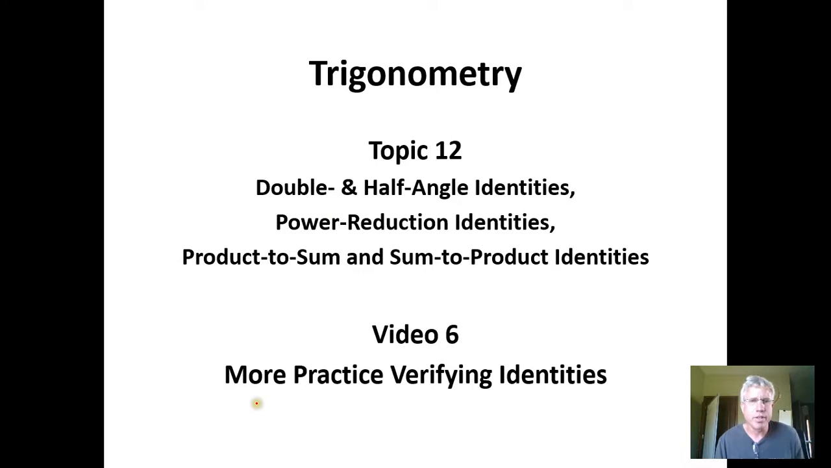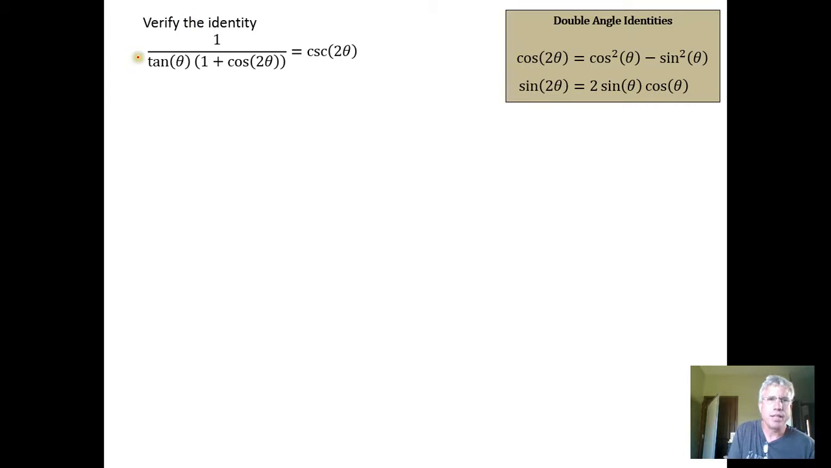So in this video, we're going to get a little more practice verifying identities using some of the new identities that we have derived. So here's the identity to verify. The tip that I gave before was to grab the side that looks the worst, which is the left-hand side, and start with that side. So I'm going to transcribe the 1 over tangent of theta times 1 plus the cosine of 2 theta.